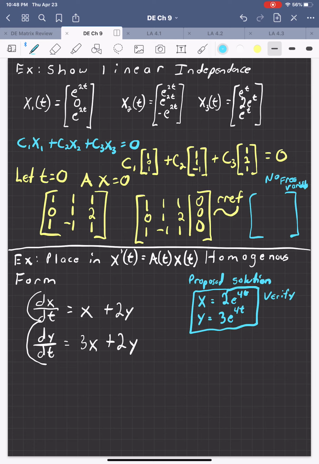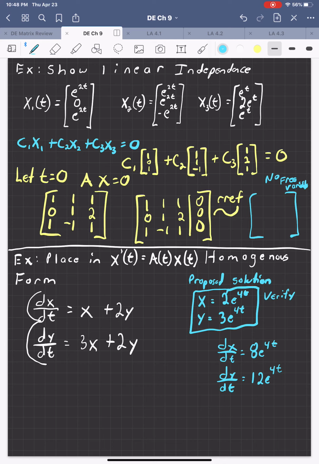Okay, well, how would we do this? Since we're given the proposed solution, let's start by finding dx/dt, and let's find dy/dt. Let's do that first. Okay, so dx/dt, this is pretty easy. This would just be 8e to the 4t. And dy/dt would be, well, that's 12e to the 4t.